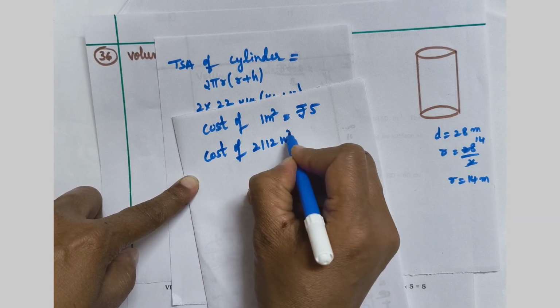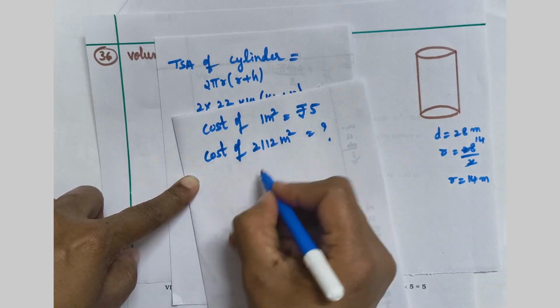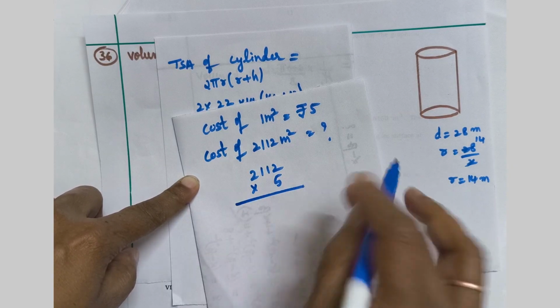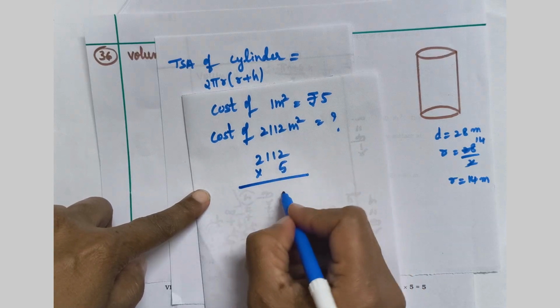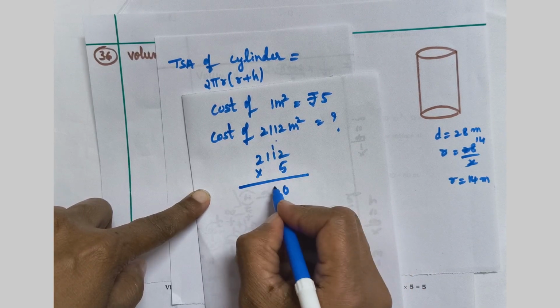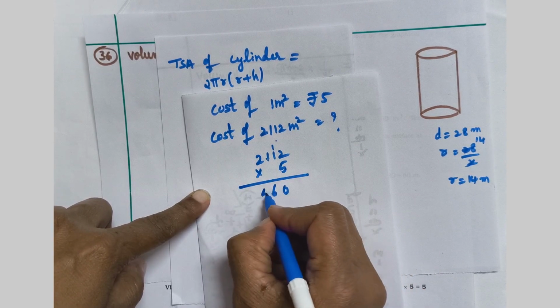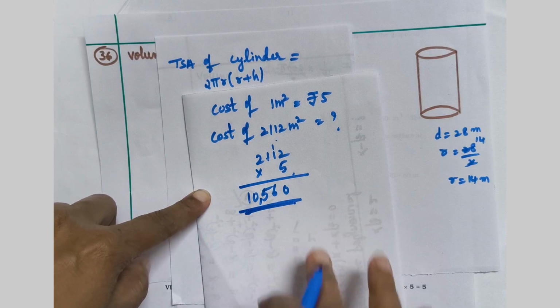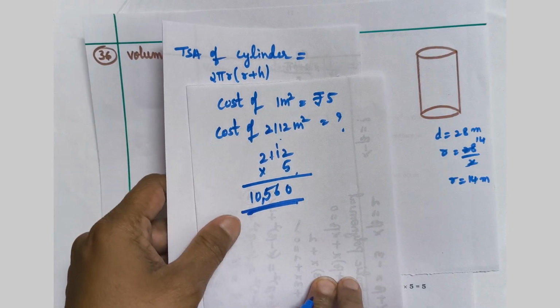2112 meter square is equal to question mark. Okay, so 2112 into 5. Into 5 means you will get the amount. 5 twos are 10, 5 ones are 5 plus 1 is 6, 5 ones are 5, 5 twos are 10. So 10,560 rupees. This is the answer to the question.